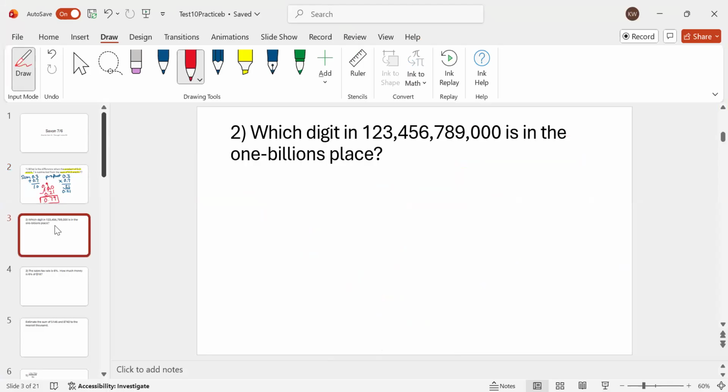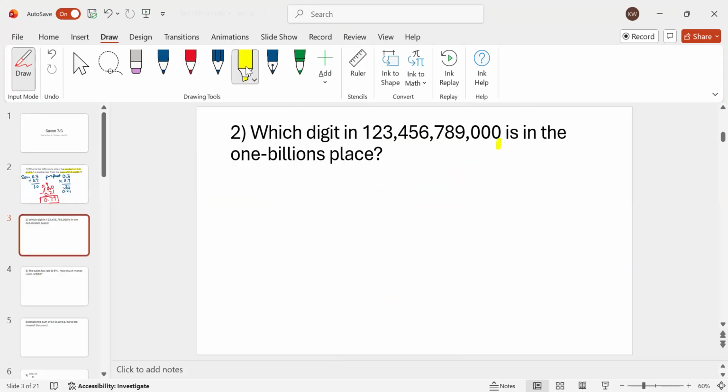Our next math problem: which digit in this long number is in the 1 billionth place? For this, I would basically put my pencil and count backwards, naming all the places until I get to the right one. So I'm going to switch to my highlighter. Oops, turn my stylus on, switch to my highlighter.